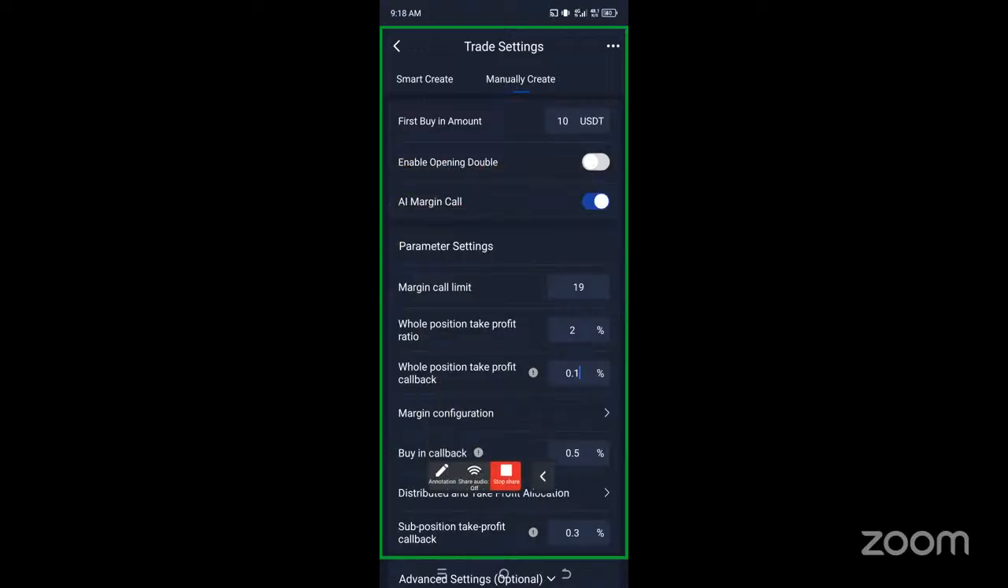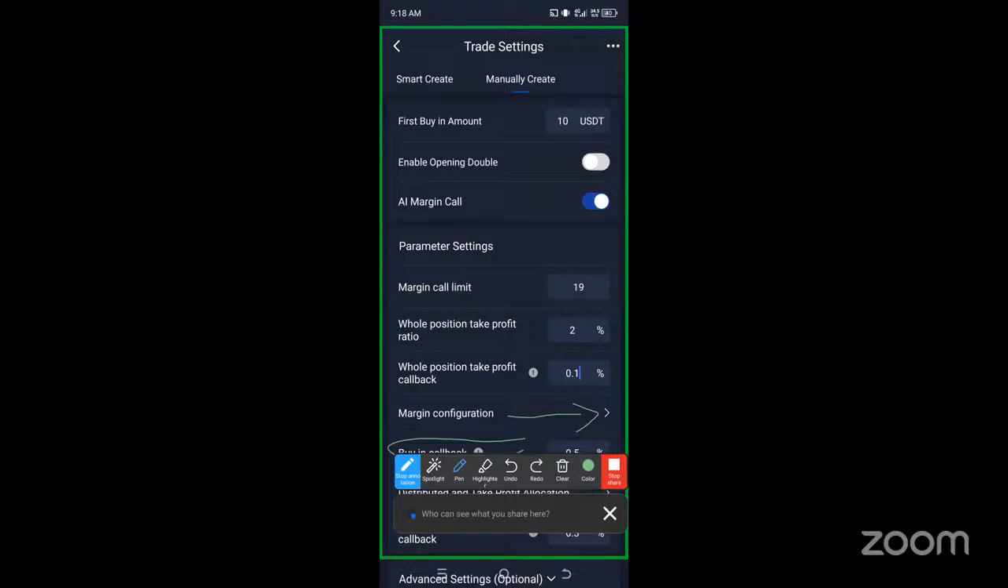What does buy-in callback mean? I will use drawings as well to explain more. If you have understood the whole position and take profit callback, it will be easy to understand buy-in callback. We said that whole position and take profit callback is the amount of profit you can make above the profit ratio you have set.